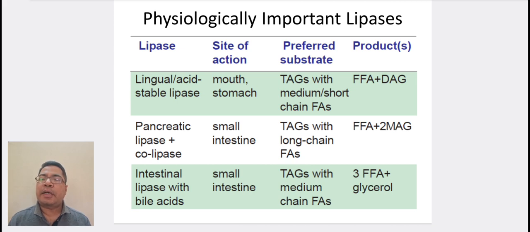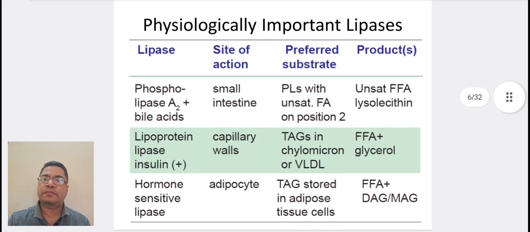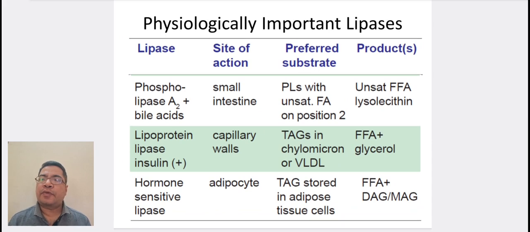Intestinal lipase with bile acids. Its site of action is small intestine. Its preferred substrate is triacylglycerol with medium chain fatty acids. Its products are free fatty acids plus glycerol. Phospholipase A2 plus bile acids. Its site of action is small intestine. Its preferred substrate is phospholipid with unsaturated fatty acid on position 2. Its products are unsaturated free fatty acid and isolecithin.